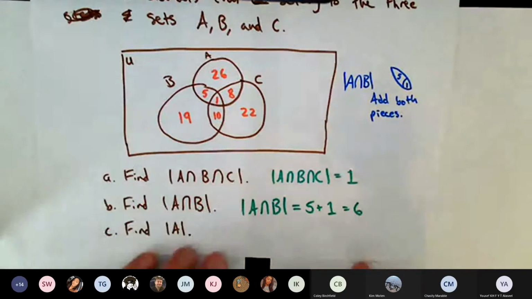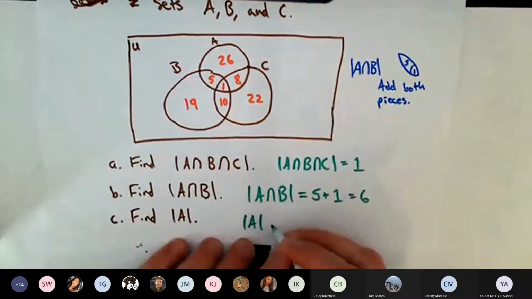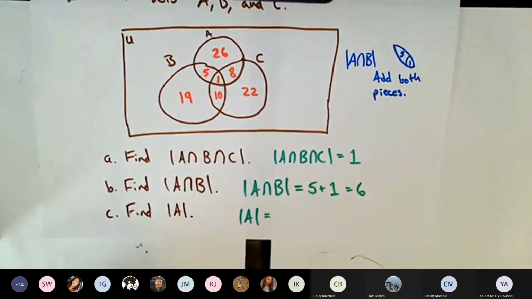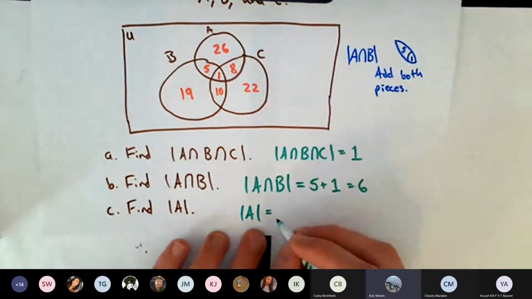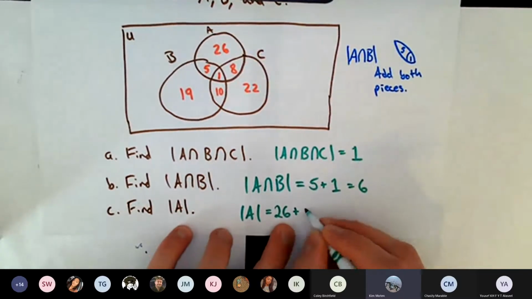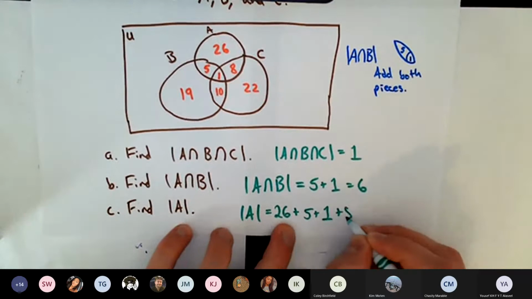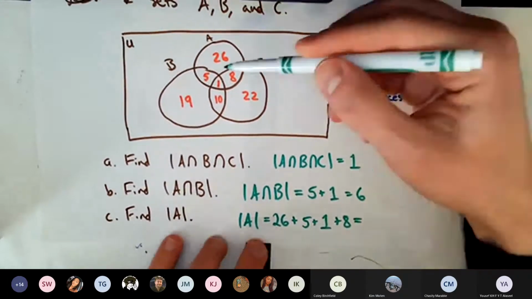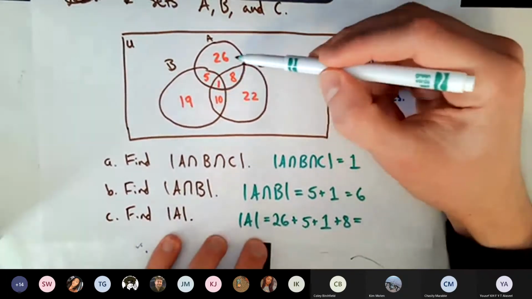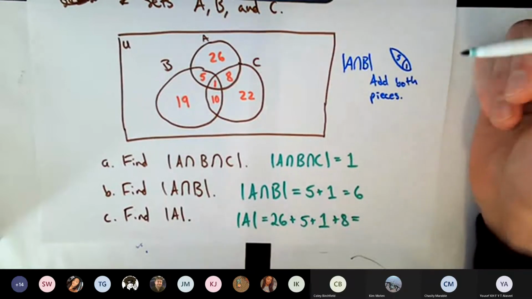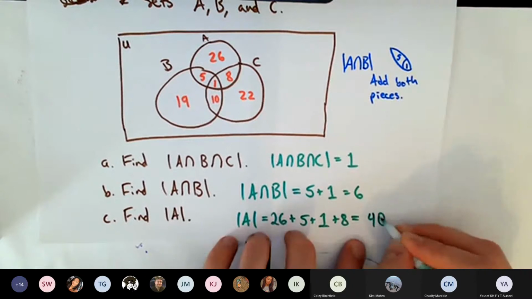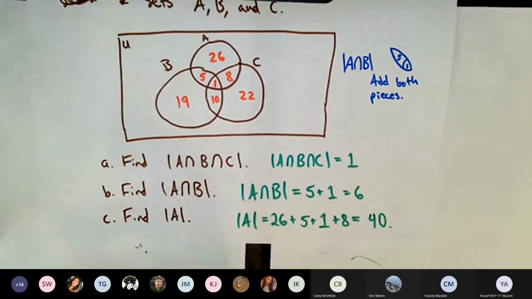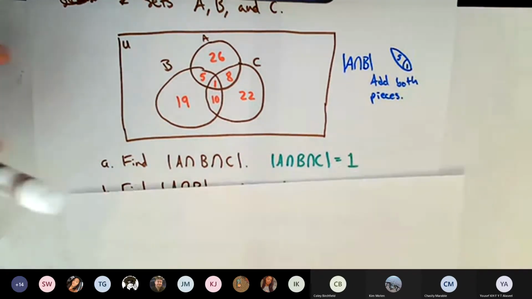Okay, so Kim, do you know the cardinality of A here, or have a guess for how we would find it? We would add 26 plus 5 plus 1 plus 8. Yep. If I'm not mistaken, that comes out to 40. That's right. That's how we do it. We take A, which has been split into 4 locations, and we add all those pieces back together. And does it come out to 40? I believe so. Yeah, so 40.